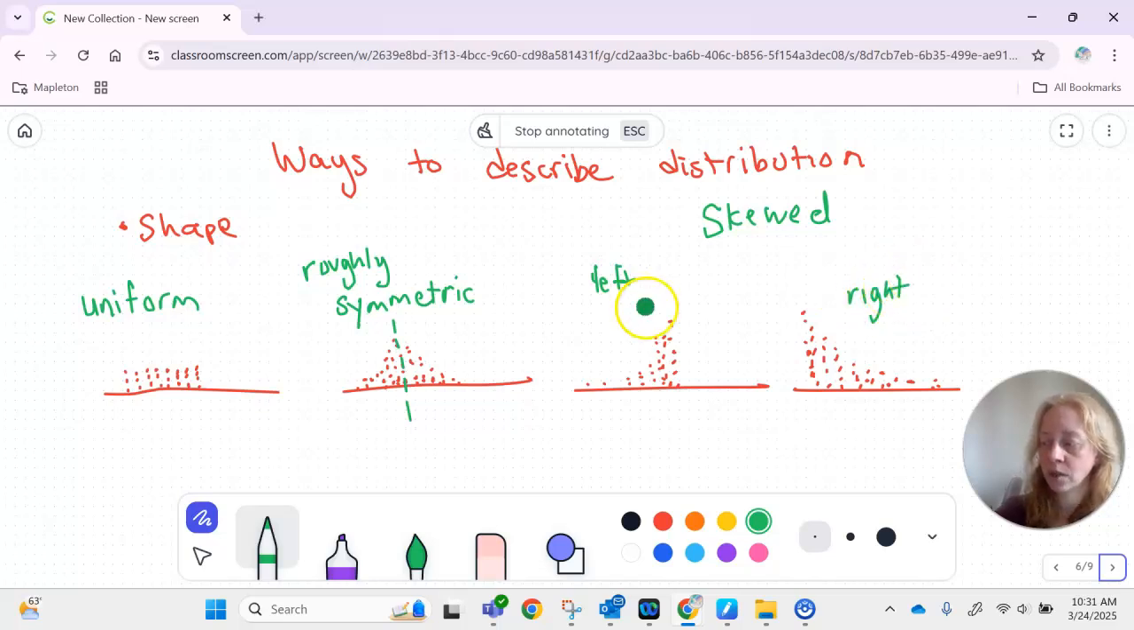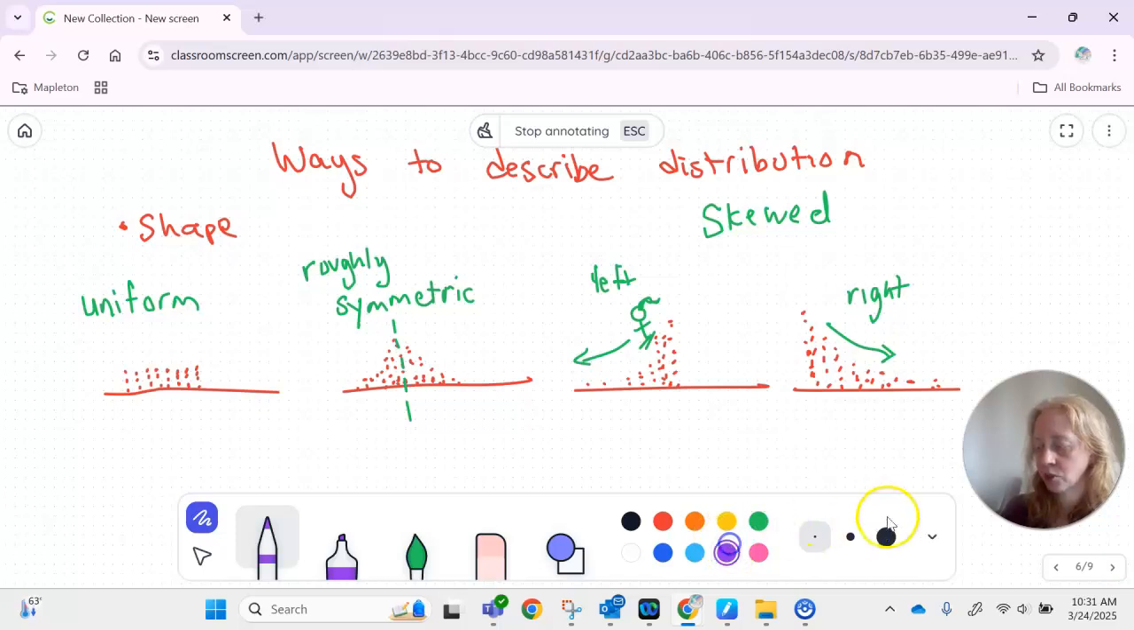And one way that you can remember that, we're all in Colorado, right? So think about the direction that a skier is going. This is me skiing. Okay, see, I'm happy. My ponytail is blowing in the wind. I am skiing to the left, and that's how I know that this is skewed left. This one, I would be skiing towards the right, so this is skewed right.